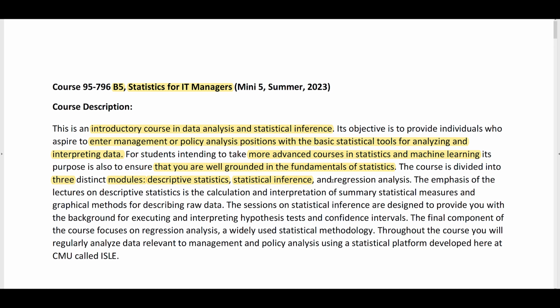And then finally, we'll take a look in the third part of this at linear regression, both involving a single variable and involving multiple variables. So we're going to take a look at both the calculation and interpretation of statistics based on data that we have collected.